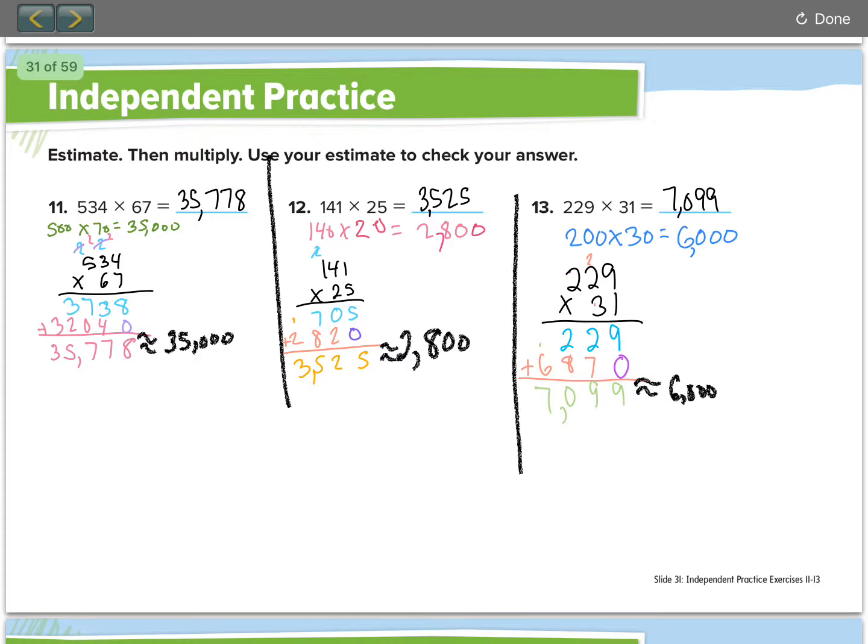Now I need to multiply the 3 in the tens column by 229. Before I do that, I place a 0 in the ones column, because the value of that 3 is 30. Now that I have the 0, I go ahead and I multiply. 3 times 9 is 27. Place the 7 and carry my 2. 3 times 2 is 6. 6 plus 2 is 8. I place the 8. 3 times 2 is 6. I place the 6. So I have 6,870 on my second line. I add 229 plus 6,870, and I get 7,099, which is close to 6,000.